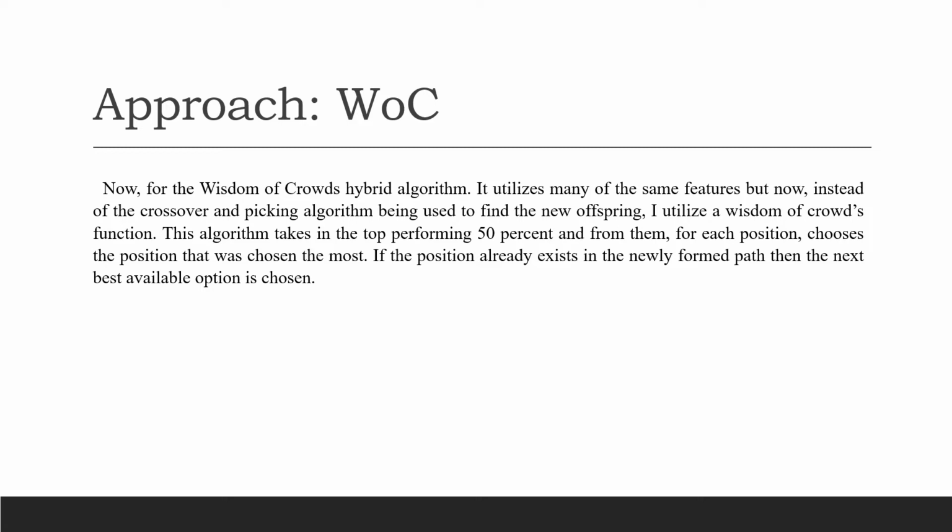individuals, we'll call them experts in this position. And what I do is, for each position, I choose the most chosen city among those individuals. That is to say, if 12 of my experts chose city 7 as the start point, that is going to be the start position for the newly created child. And I would do this for each continuing generation.